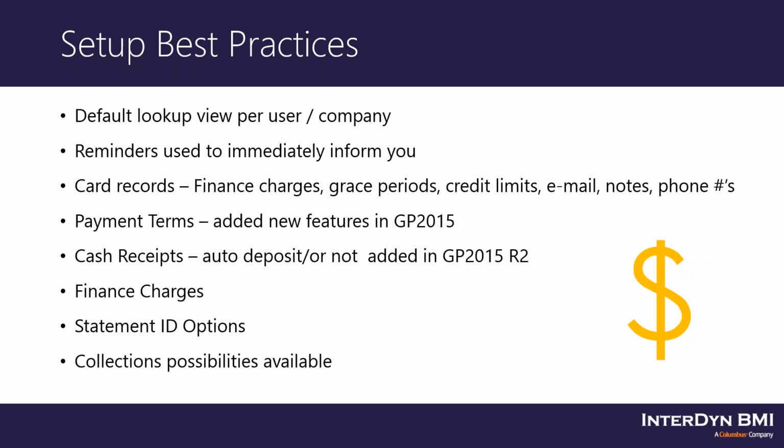Cash receipts. In GP 2015 R2, there was an ability added to be able to auto-deposit the cash receipts. As you know, the cash receipts currently in prior versions were 2 steps. You do the cash receipt, and then you do the bank deposit. So I'm going to show you what the pros and cons are for being able to do this auto-deposit in 1 step for cash receipts. We're going to look at finance charges, the statement ID options, and then collections possibilities that are available for you.